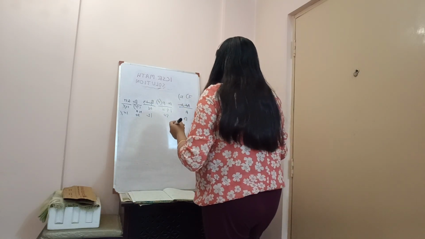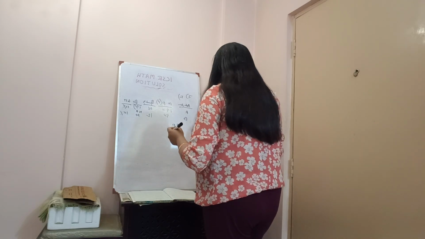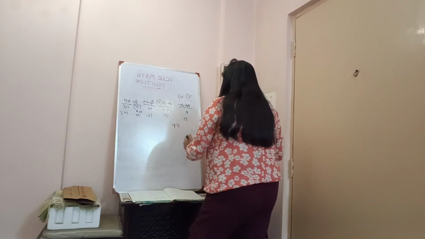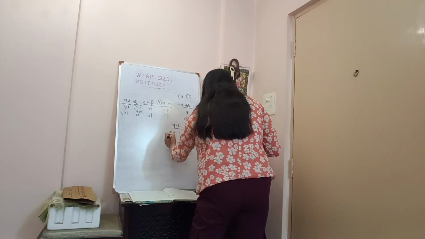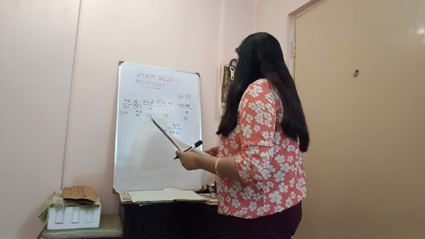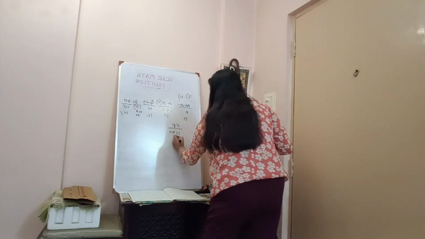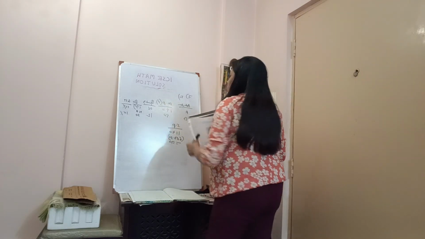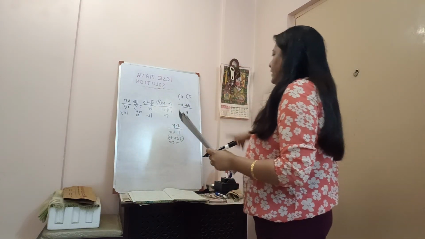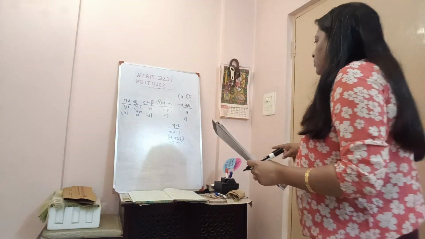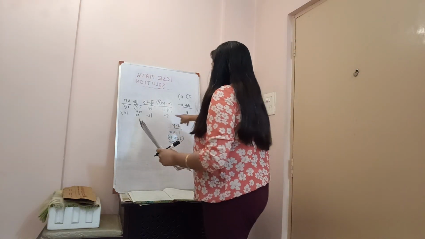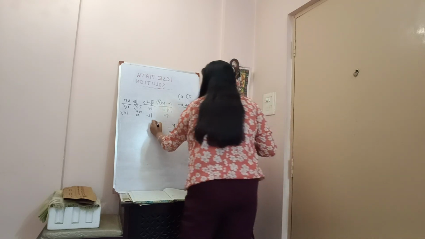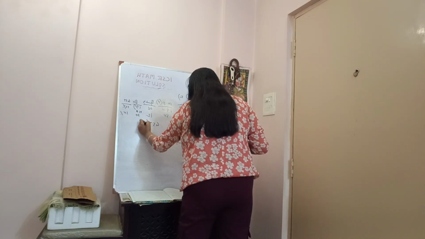Article A: 190 into 6, which is 1140. This is the SP value, the selling price value. And for article B: 50 into 12 is 600, 600 minus 30 is 570. Now GST will be used for both the articles.